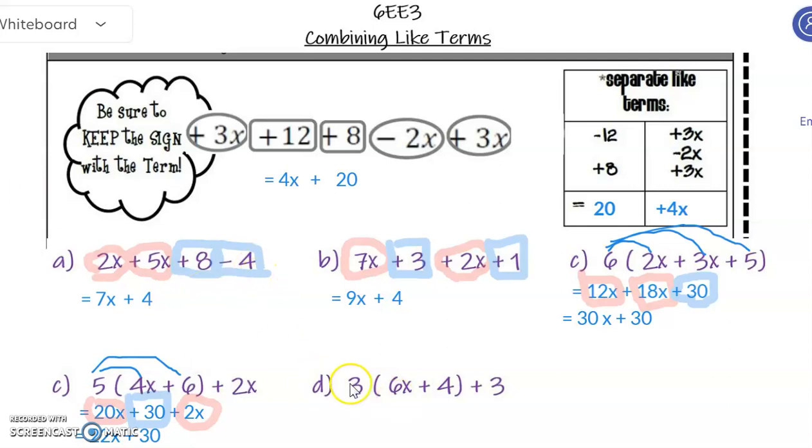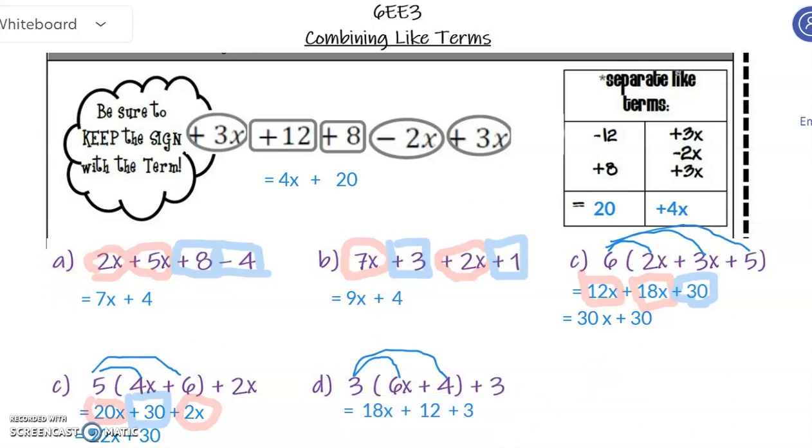I'm going to go ahead and do happy rainbows and distribute the 3 to the 6x and the 3 to the 4, but I'm not going to distribute it to the plus 3 because it's not inside of the parentheses. So when I distribute, I end up with 3 times 6x is 18x, 3 times 4 is 12, and then I'm just going to bring down that plus 3.